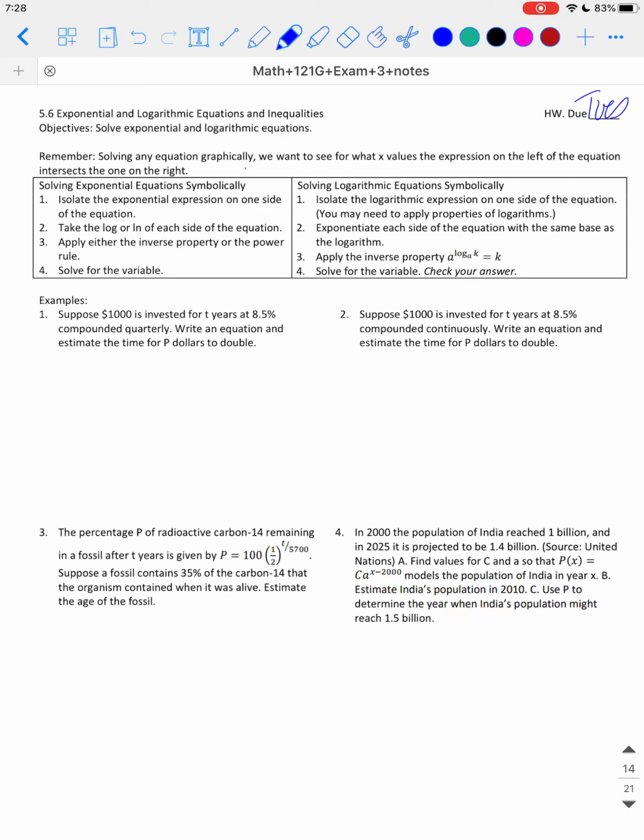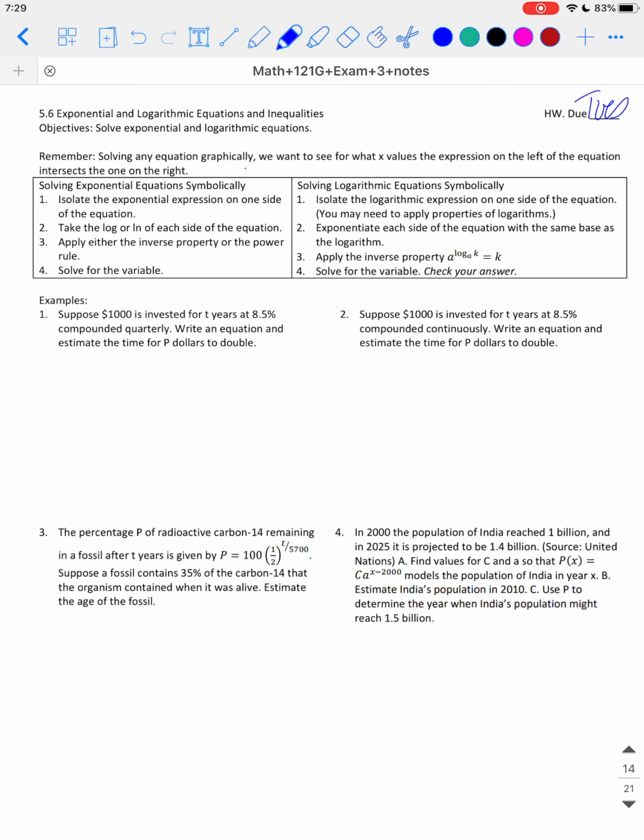Solving logarithmic equations symbolically: isolate the logarithm expression on one side. You may need to apply the properties of logarithms. Exponentiate each side of the equation with the same base as the logarithm, and apply the inverse property a to the log base a of k is equal to k. Solve for the variable and check your answer here.